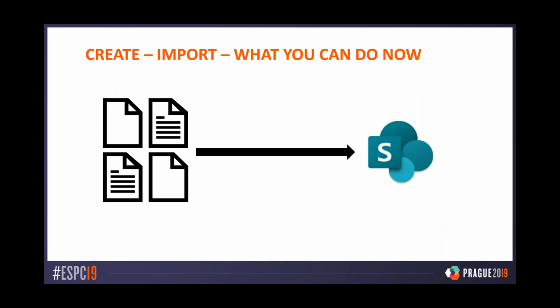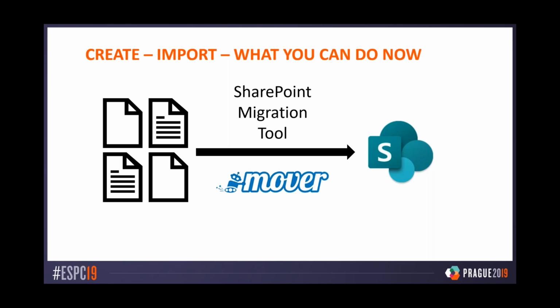So let's look at what we can do today. So how can we import our content into Office 365? Well, first of all, if we're talking about documents, we have a few options. SharePoint, there's a free SharePoint migration tool for on-premises SharePoint to online migrations, as well as for file shares. And then last year, Microsoft announced the acquisition of Mover, which is a migration tool that specializes in moving content from third-party sources such as Box, Dropbox, Google Drive, etc.